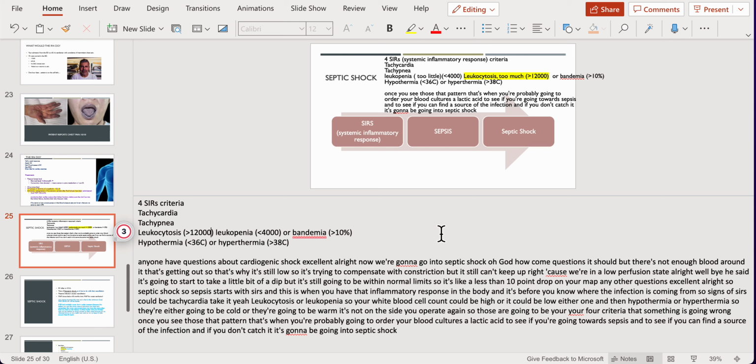Once you see that pattern, that's when you're probably going to order your blood cultures and a lactic acid to see if you're going towards sepsis and to see if you can find a source of the infection, and if you don't catch it, it's going to go into septic shock.